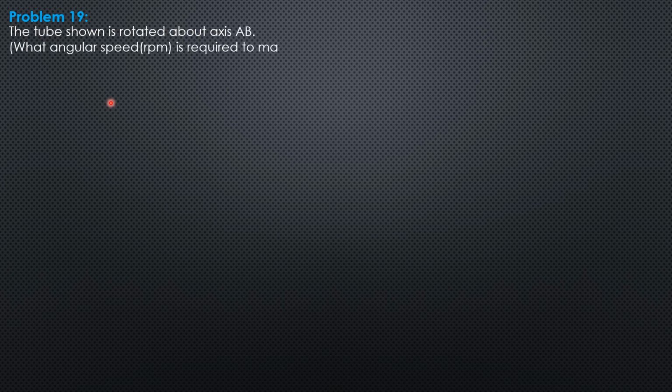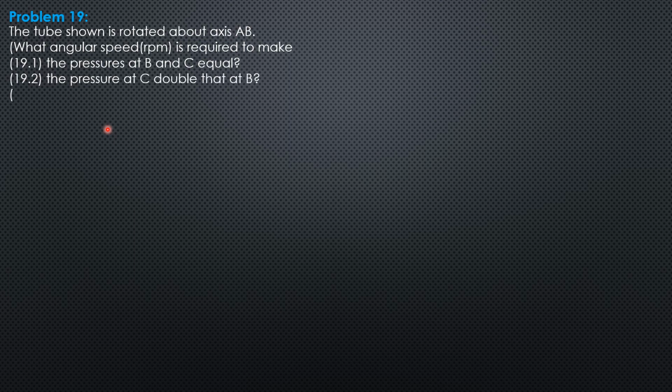Hello everyone. This video presents the solution to example 19 on rotated vessels. So here is the problem. The tube shown is rotated about axis AB. What angular speed is required to make the pressures at B and C equal?